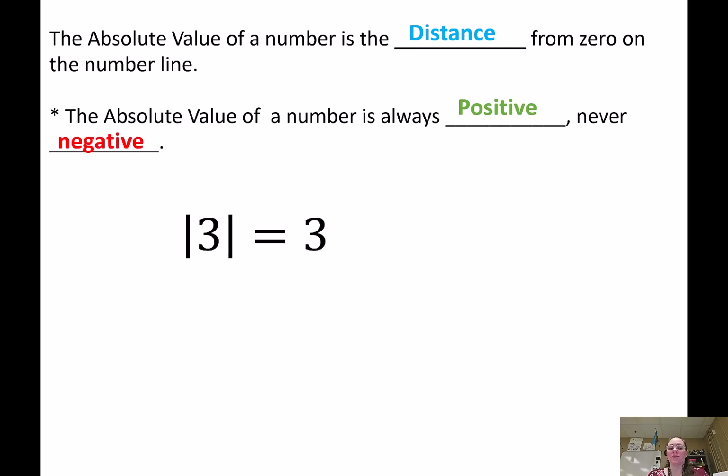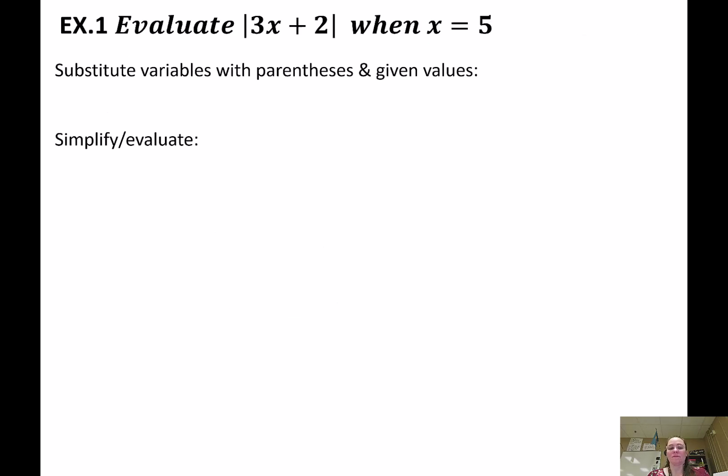So the absolute value of 3 is 3, but the absolute value of -3 is also 3. So once we've simplified everything in the absolute value, if that number is negative, it comes out positive. So no matter what that number is, once we've simplified, it's always going to be positive.